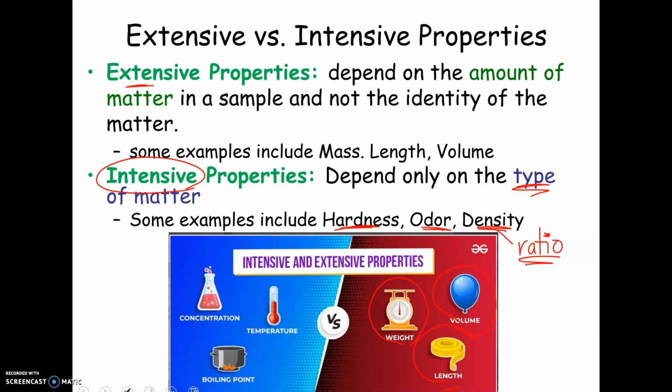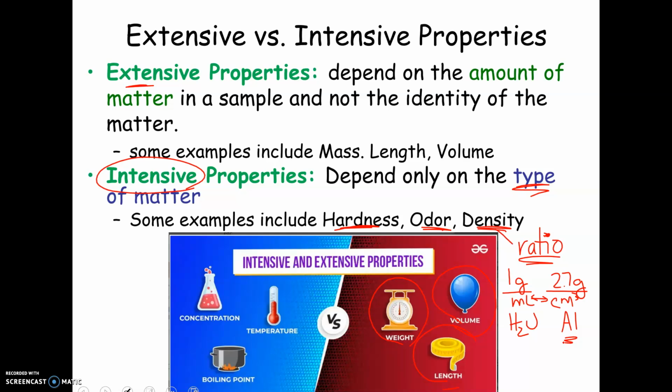So for example, the density of water is 1 gram per milliliter. And the density of aluminum is approximately 2.7 grams per cubic centimeter, which is sort of the same thing as a milliliter, but usually we think of milliliters for liquids and cubic centimeters for solids. So aluminum is more dense than water. And that is something that's not going to change.